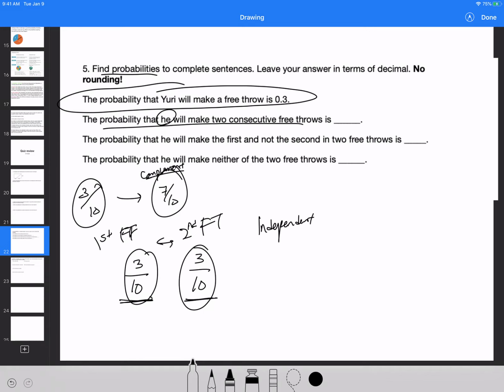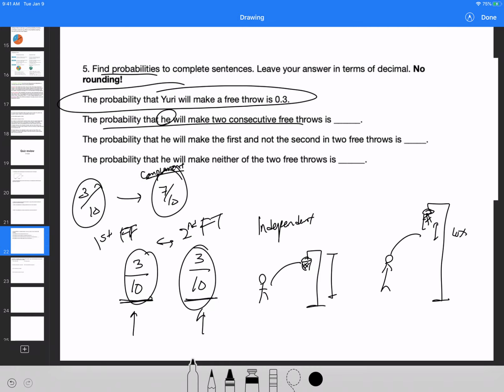Oh, what if Yuri got tired on the second free throw? No, we're not going to think so outside the box like that. We are simply going to assume that whether he makes it or not on the first shot has no impact on the second shot. Let's say that if the person makes the free throw the first time around, then suddenly this basketball hoop gets taller by 10%. It grows by 10%, as long as you make the shot.